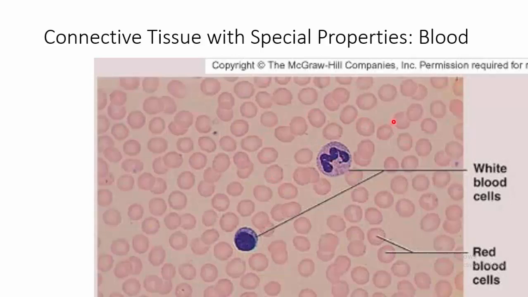Cells in a matrix, spread out in the matrix. The matrix here is blood plasma. The cells are the erythrocytes, the red blood cells. And then we see here two different types of leukocytes, the white blood cells.